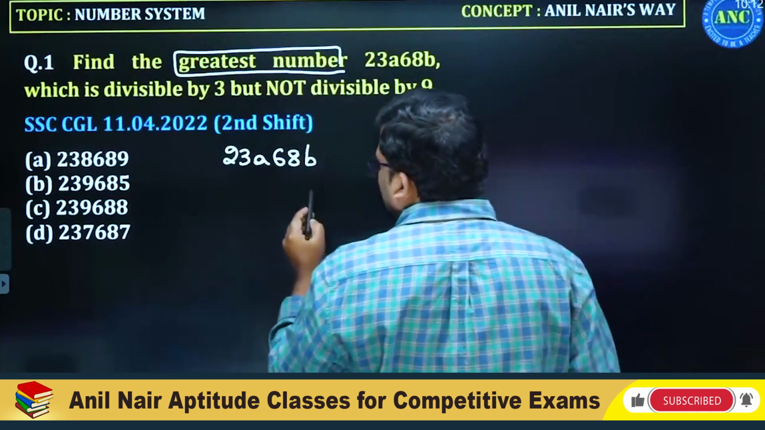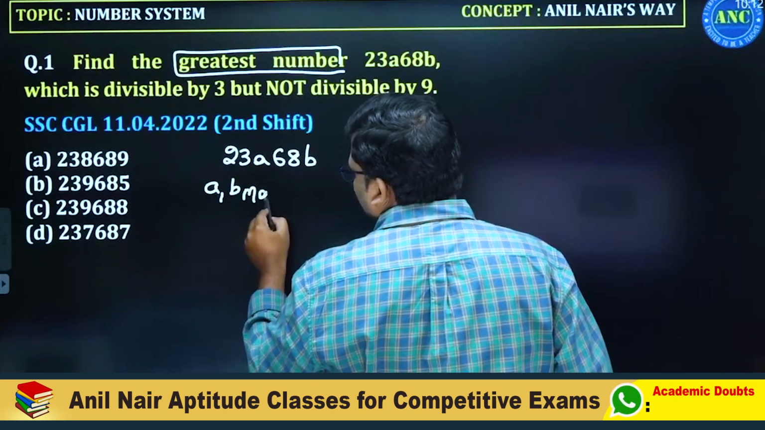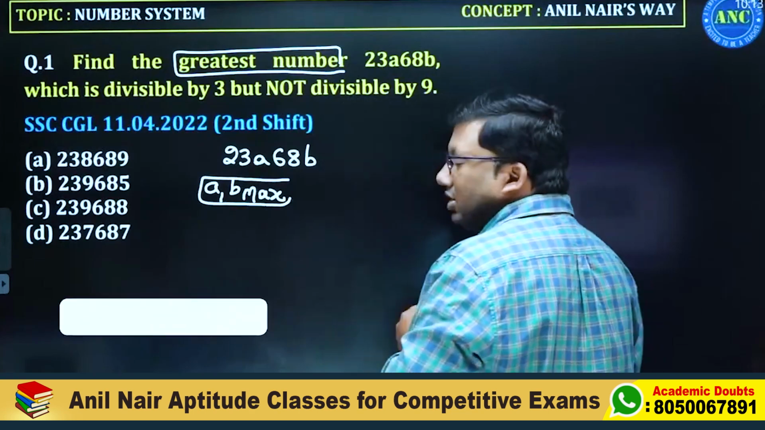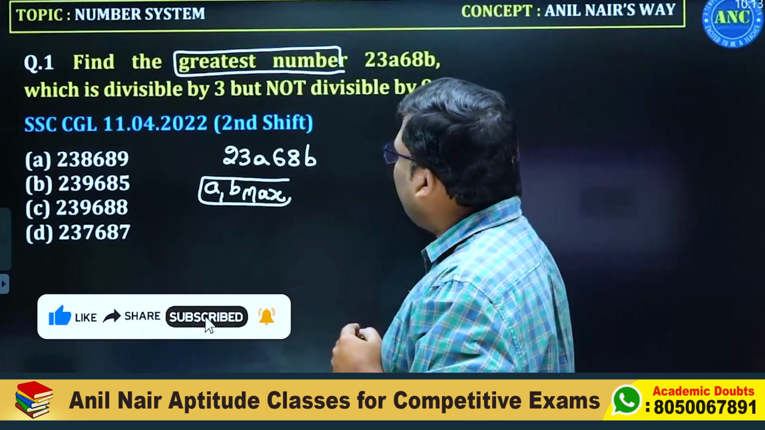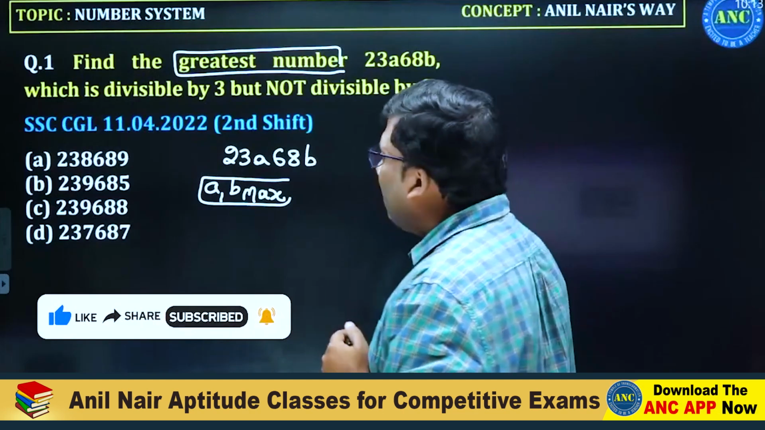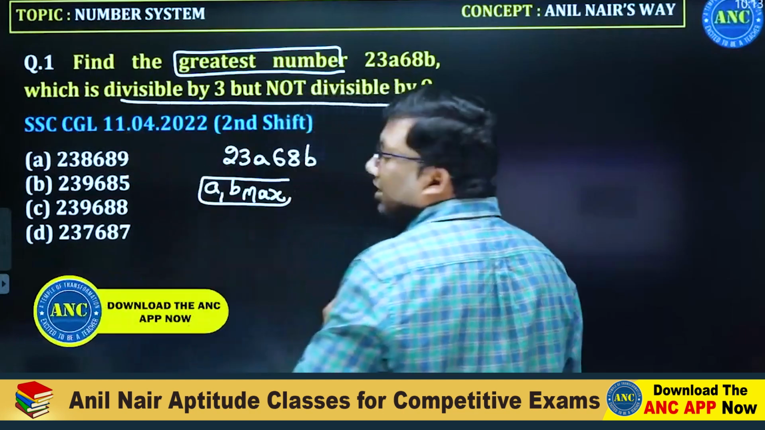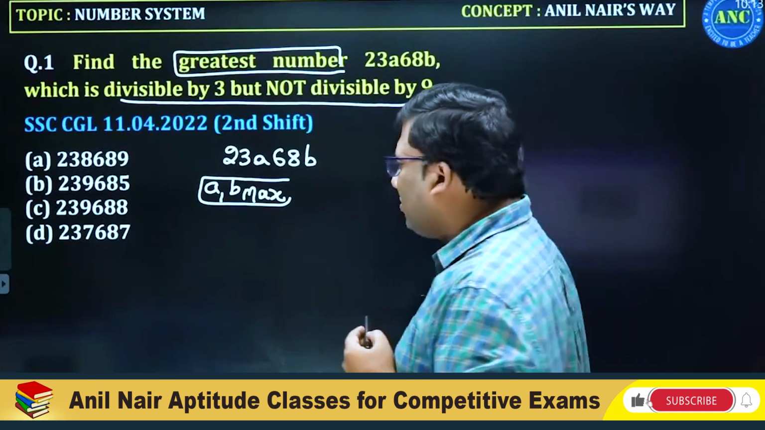So the question is asking that A and B should be maximum. Then only the value will become maximum. 23A68B. Find the greatest number, right? What is the condition that this number has to fulfill? The number should be divisible by 3.